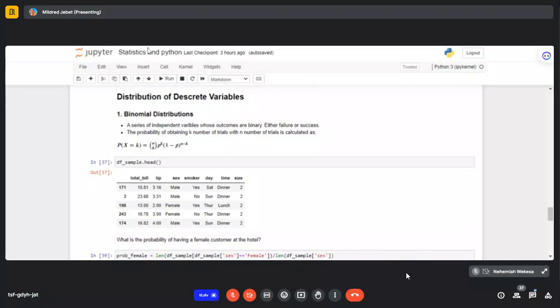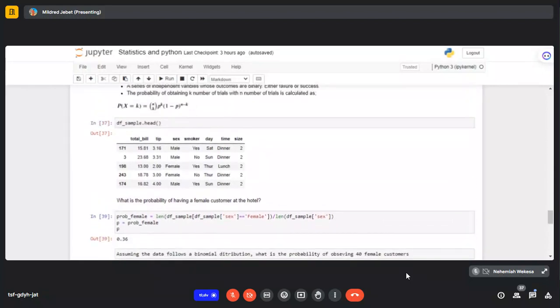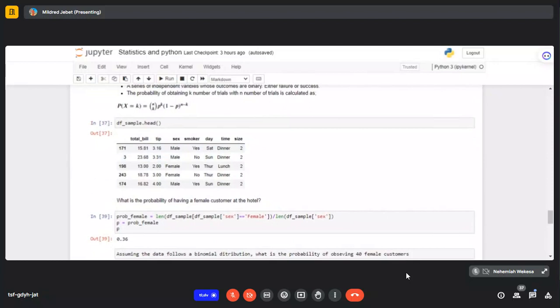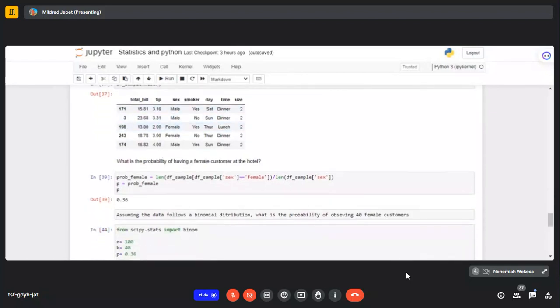But since we're using Python, this formula has been made easier for us. We only need to provide the variables: we provide n, we provide k, and we provide p. I'm going to use an example from our data set here, and I decided to use 6. And I want us to talk about the probability of having a female customer.